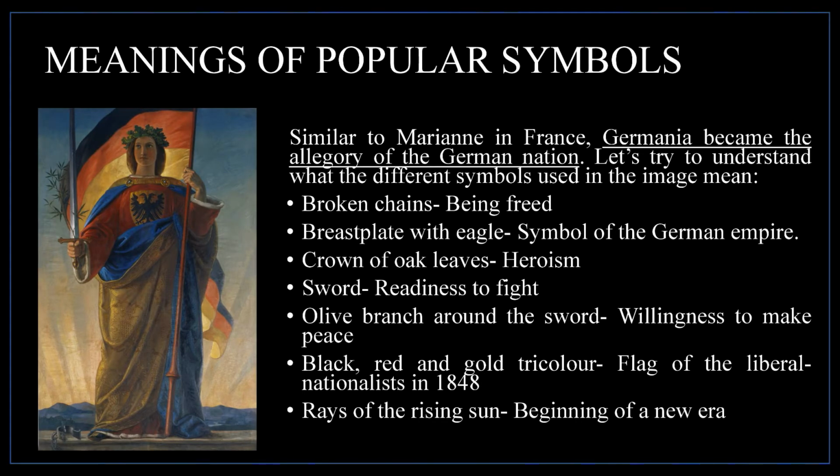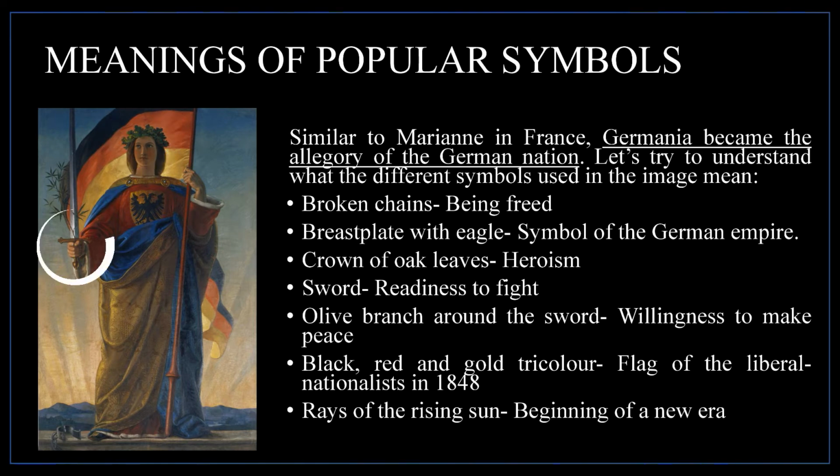Similar to Marianne, Germania became the allegory of the German nation. Let's try to understand what the different parts of the image given over here mean. The broken chains that you see symbolize being freed. Her breastplate with the eagle on it symbolizes the German Empire itself. It's a very popular symbol of the German Empire. The crown of oak leaves that she wears on her head is a sign of heroism.